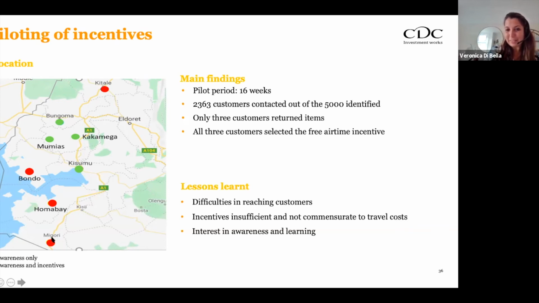lot of lessons learned. In particular, we realized that there were difficulties in reaching the customers after their products went out of warranty, because some of them changed mobile phones or simply because they were not happy to be contacted. It also showed us that probably the incentives we put forward were insufficient to attract customers, and they were not commensurate to the travel expenses, which in some cases went up to about $6, which is a lot in rural Kenya. On the positive side, there was certainly an interest in awareness and learning that came up very strongly from the customers. Next slide, please.